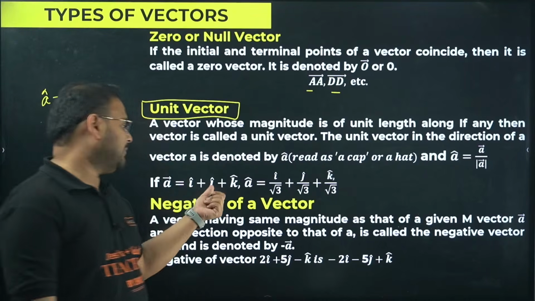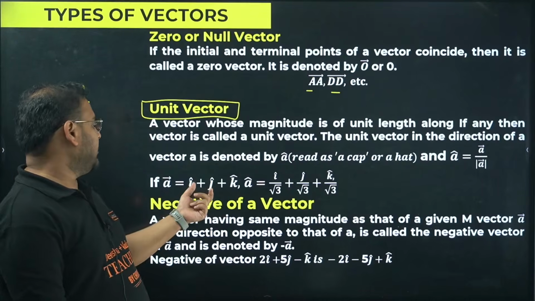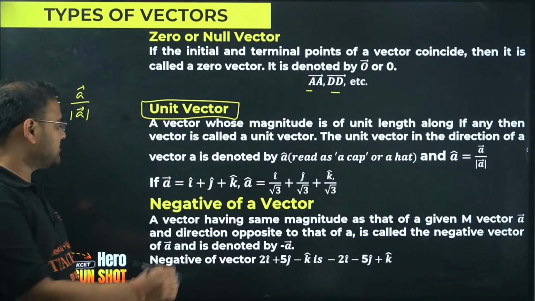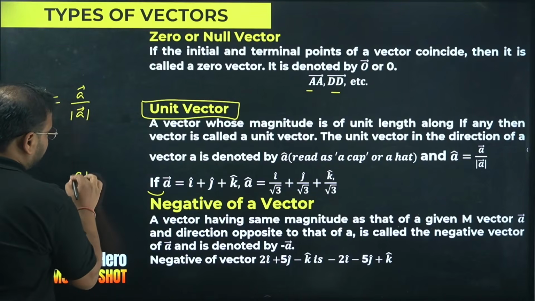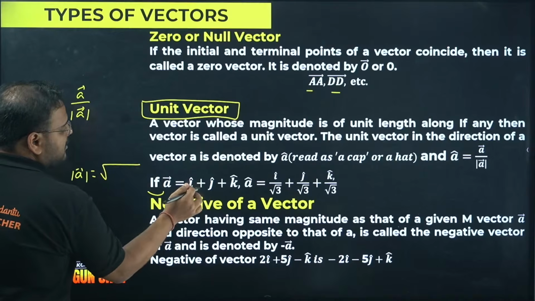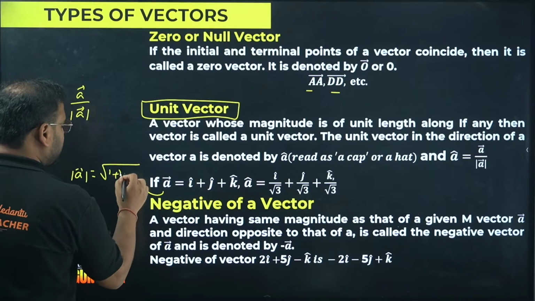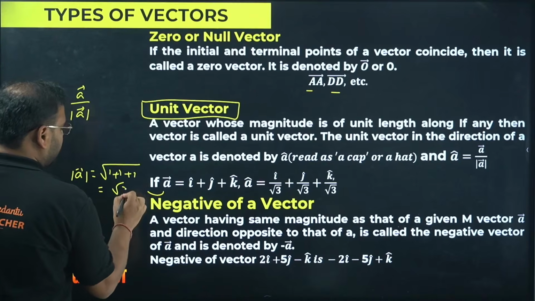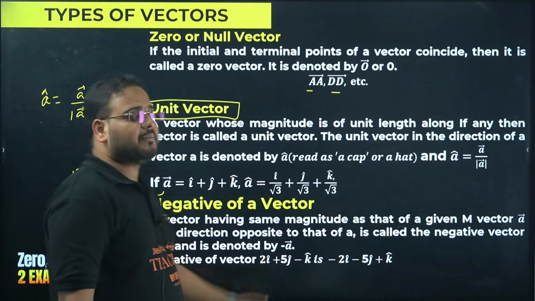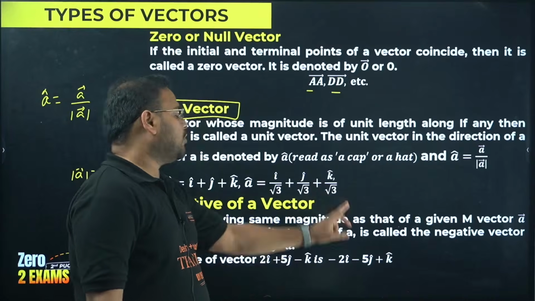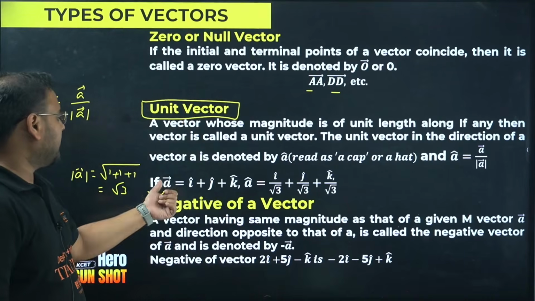Example I've taken over here: i plus j plus k is a vector, and if you want to find out its magnitude, you're gonna go like this. Mod of a will be equal to the root of the squares of the first component 1, second component 1, and also 1. So root 3 is your modulus. Divide i, j, k by root 3, root 3, root 3. This is your unit vector for the vector a.